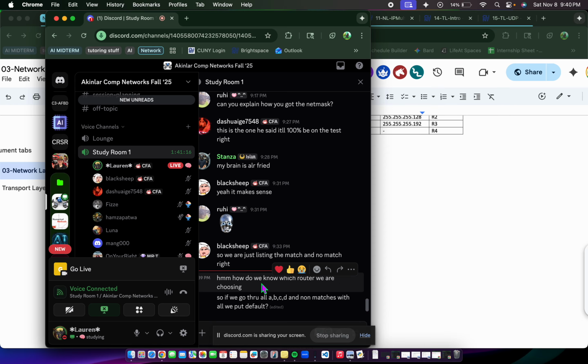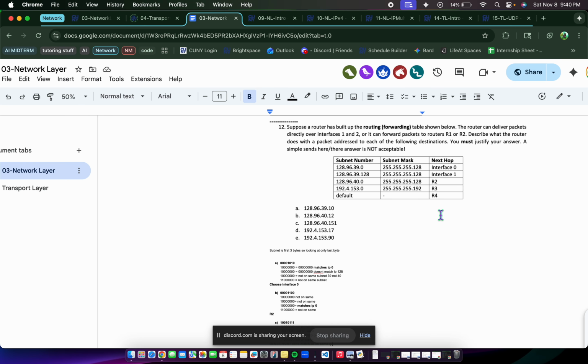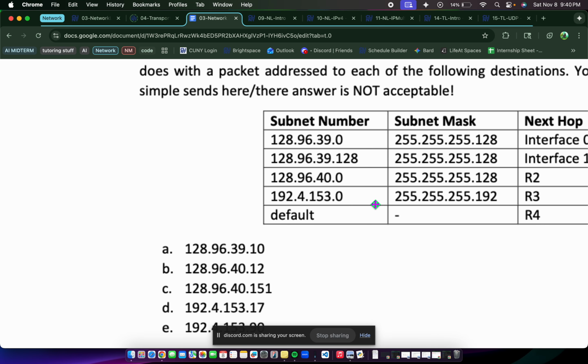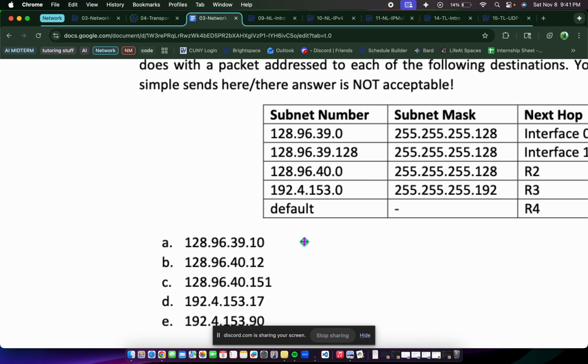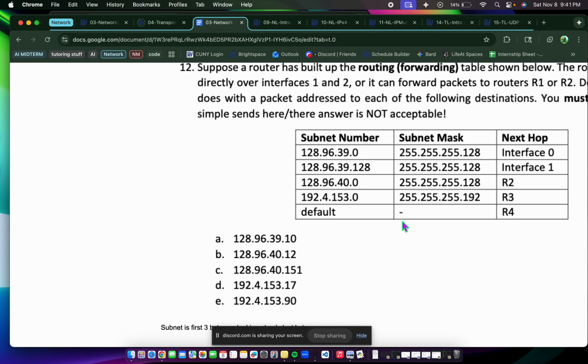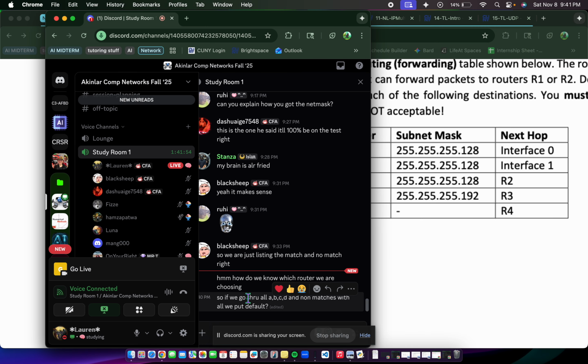Do we know which router we are choosing? So the way we know which one we choose is, again, we take a look. First, we have to make sure the subnet matches. Then we take the bitwise AND of the address given with the subnet mask, and if we get the subnet number back, then it is indeed a match. And that's how we know we choose one of these to go to for the next hop. And of course, if there are multiple matches, then the one that has more ones breaks the tie. So if we go through all A, B, C, D, and none matches, we put default.